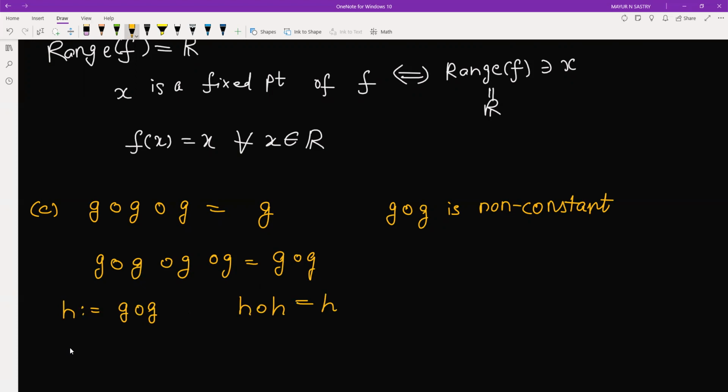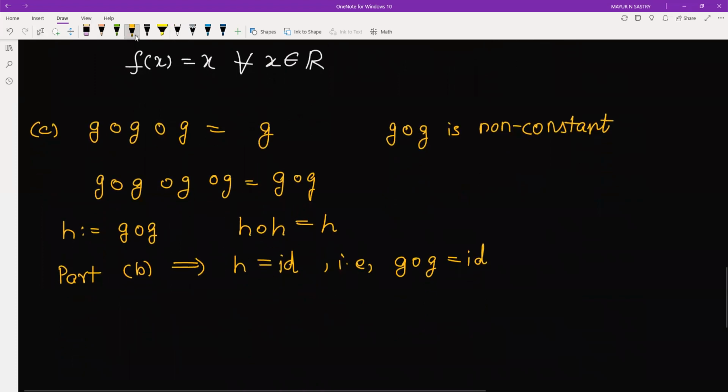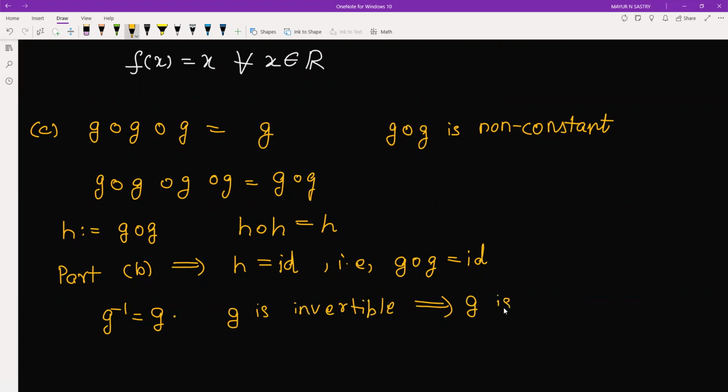Now since G is differentiable, H is differentiable, and H is non-constant by hypothesis. So applying part B implies that H must be the identity function. Hence, G∘G is identity. But that's simply another way of saying that G inverse is equal to G. So G is invertible. This means it's bijective, and hence it must be onto as well.